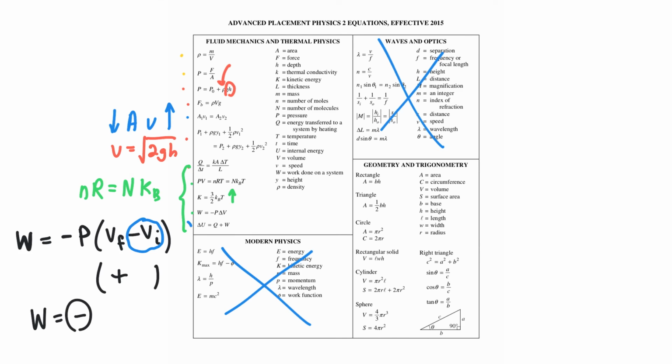Lastly, our equation here, delta U equals Q plus W, is our first law of thermodynamics, which relates the internal energy, heat, and work done on a system, where Q is the amount of heat that either enters or leaves the system, W is the work that's done on or by the system, and delta U is the change in internal energy. So if the temperature goes up, the internal energy increases, and if the temperature goes down, then the internal energy decreases.